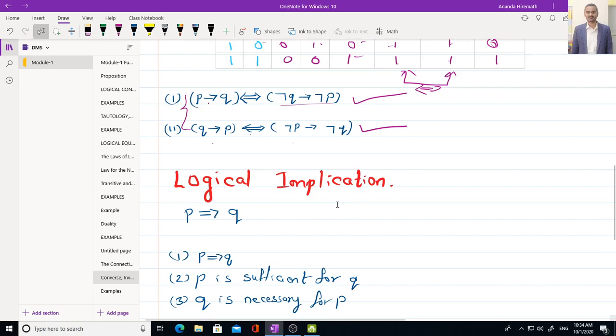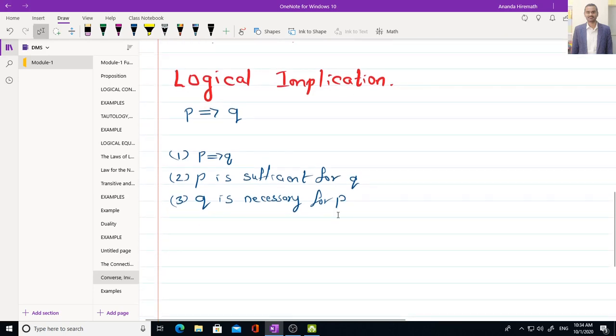Now let us try to understand what is logical implication. It is denoted by the symbol, an arrow mark with double lines. Here it means that P implies Q. It is read as P implies Q. If P doesn't imply Q, then it is symbolically represented as this, P not implies Q. What do you mean by this? If P is true, then only Q is true. It means that P implies Q. If P is false, then Q is false.